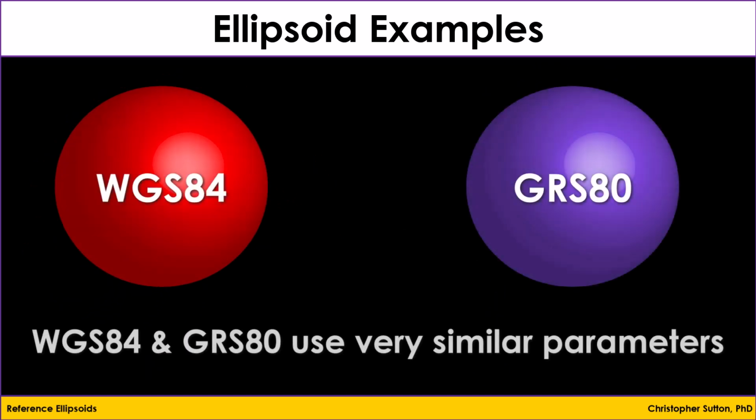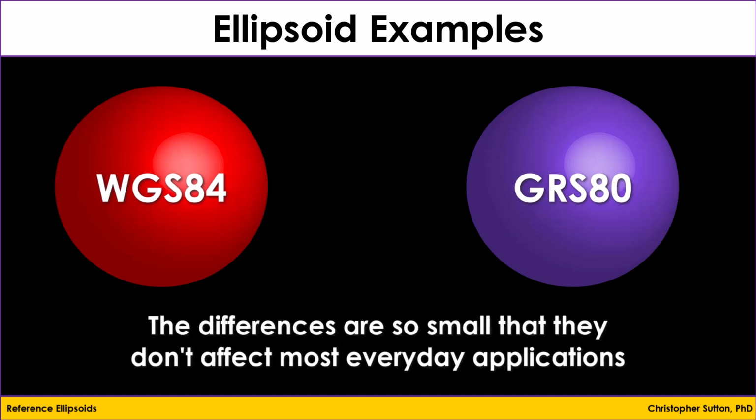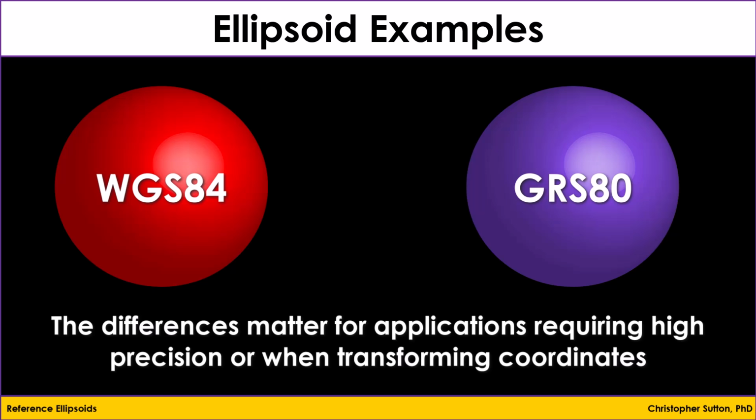WGS-84 and GRS-80 ellipsoids use very similar parameters. You'll discover that the differences between GRS-80 and WGS-84 are typically so small that they don't affect most everyday applications. There are instances when the differences between the two do matter. For example, high-precision applications. Sometimes there is a need for sub-centimeter accuracy, and so choosing between the two reference ellipsoids matters. It also comes into play when transforming coordinates between datums based on the two ellipsoids.